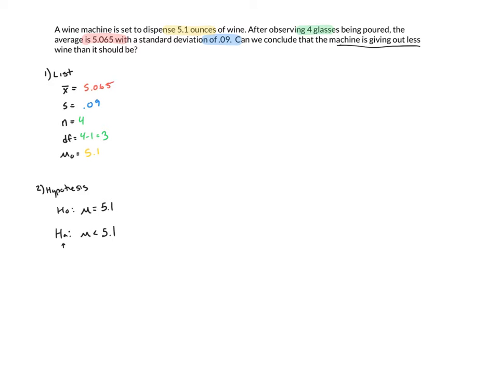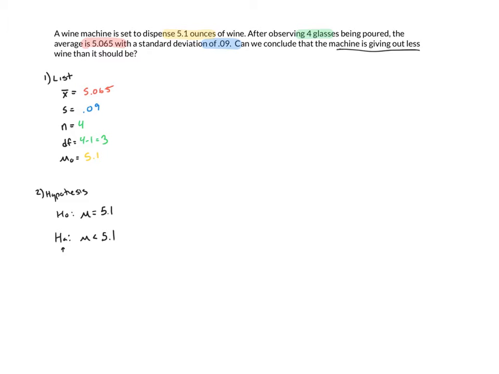Now that we have steps 1 and 2 done, it's time to complete step 3. Step 3 is my test statistic. And when I calculate my test statistic, I calculate two things. It always starts by calculating SE, my estimate of my standard deviation, which for one mean is s over square root of n. In this case, when I plug all of that in, I'm going to get 0.045, and if I'm rounding it to 2 decimal places, that'll be 0.05.